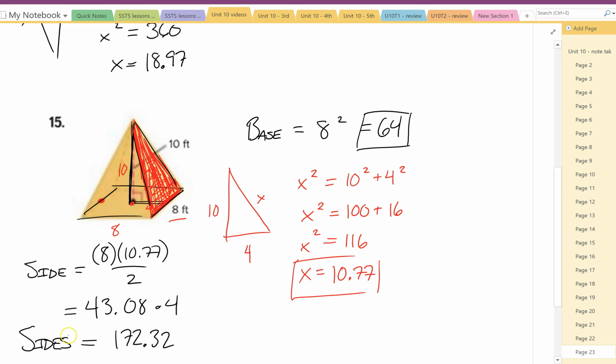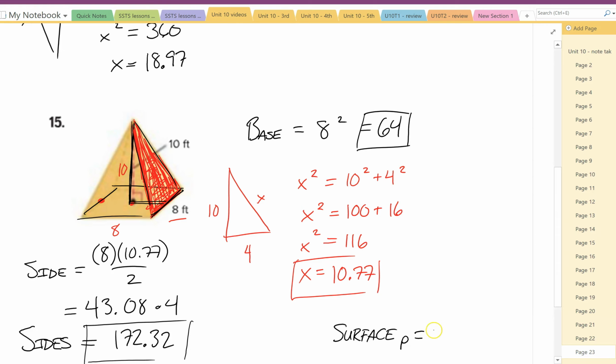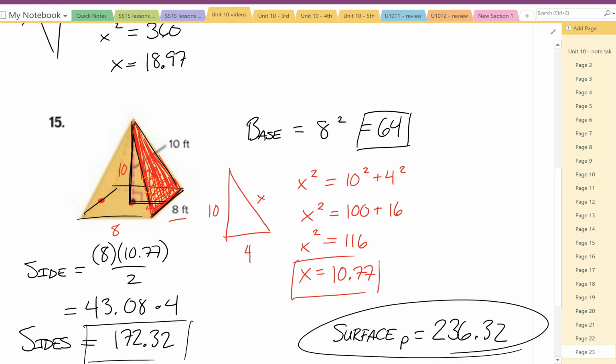Okay, so I have the base, and now I have the surface area of the sides. The surface area of the entire pyramid is those two added together. So I'm going to do that plus the 64 that I did for the base. And it's 236.32. So the entire surface area of this particular pyramid is 236.32 square feet.